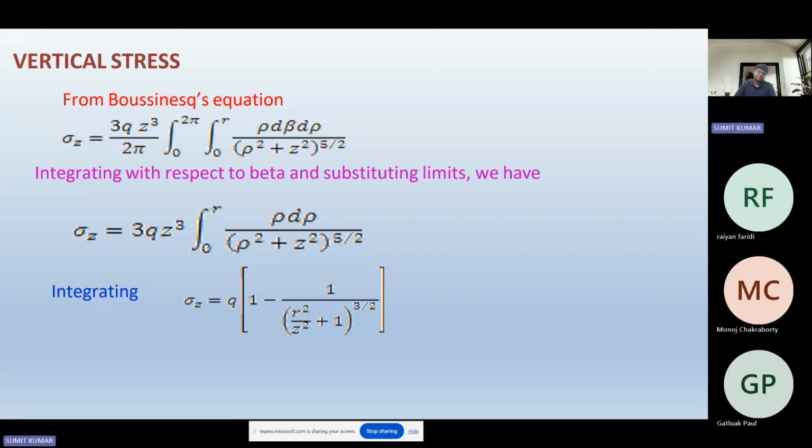So over here, sigma z is mentioned as q, where q is nothing but capital Q by z square only, multiplied by 1 minus 1 upon (r square by z square plus 1) whole power 3 by 2. This equation is very much important when we calculate the stress developed below a circular footing. You need to remember this. So this is very, very important.